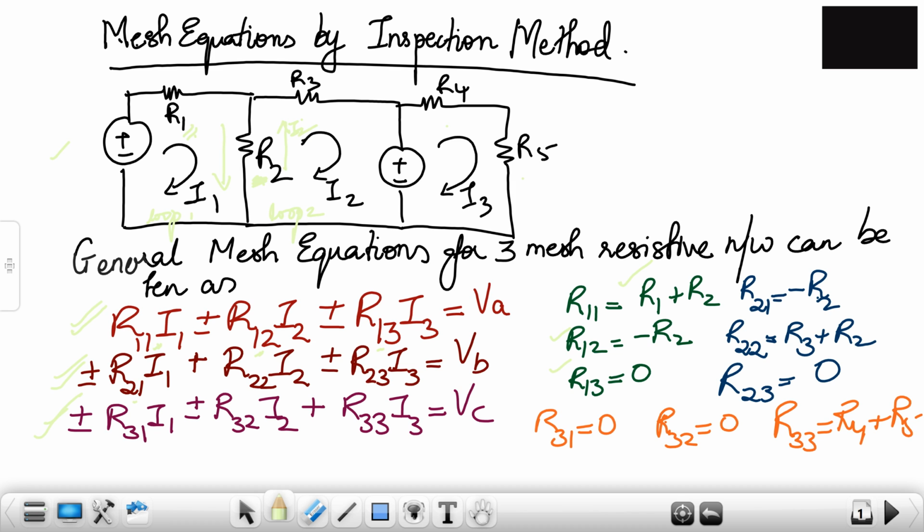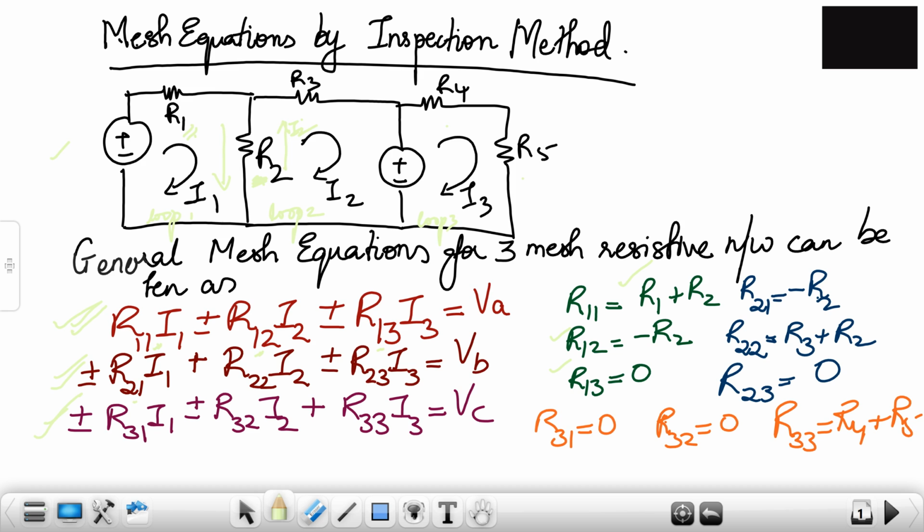Next, the third one, R13. There is no resistance which is common between loop 1 and loop 3. So therefore it is equal to 0. This completes your first row of the 3 mesh resistive network equation.